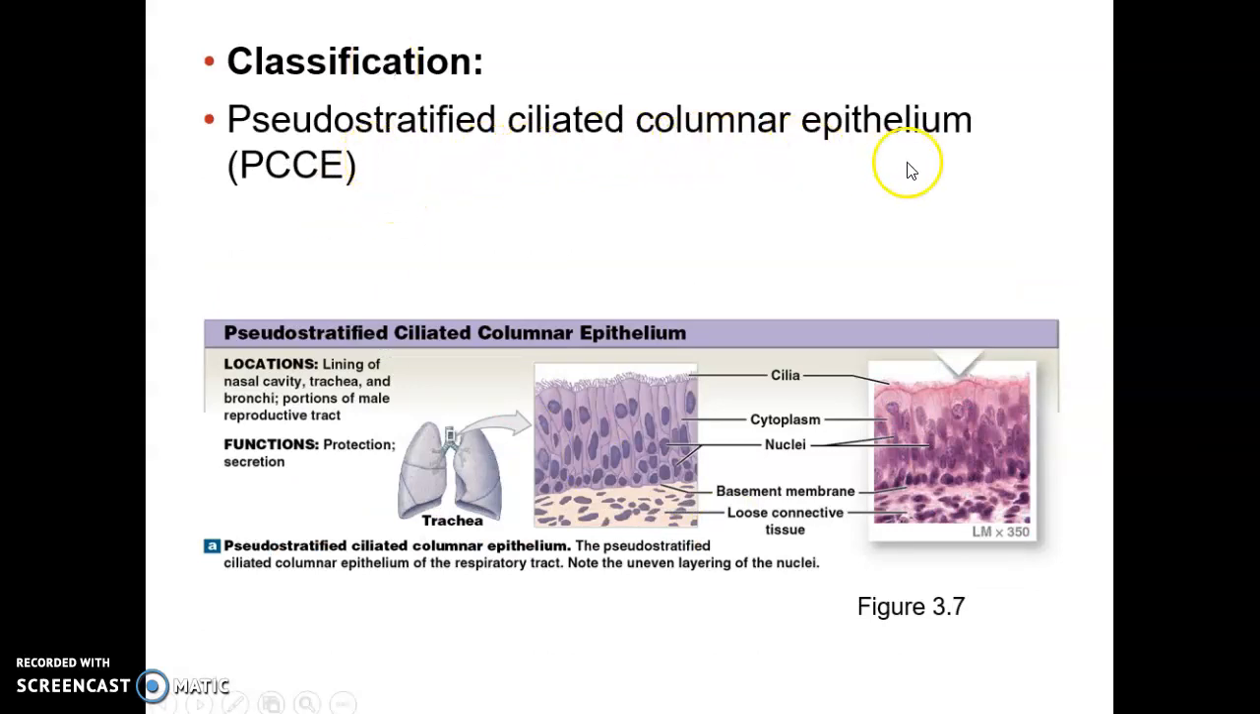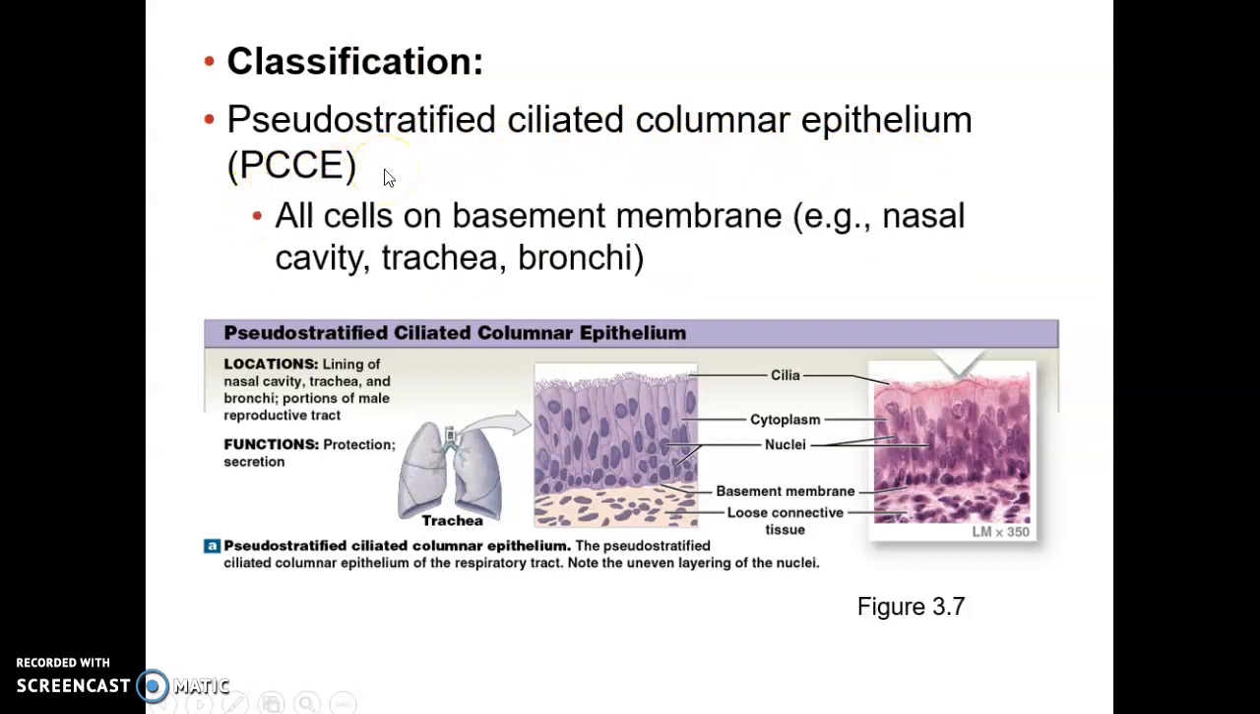Pseudostratified ciliated columnar epithelium, often called PCCE. So the reason this is called pseudostratified is because it appears to be stratified. The nuclei are at different heights. So one would think, well, multiple layers of nuclei, it's got to be more than one cell layer thick. However, that's false. Pseudo means false. All of the cells are attached to the basement membrane, but not all of them actually reach the apical surface. So it's kind of a weird epithelium. It's not technically stratified, so it's referred to as pseudostratified.